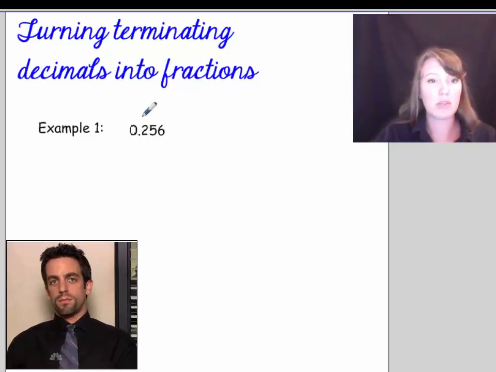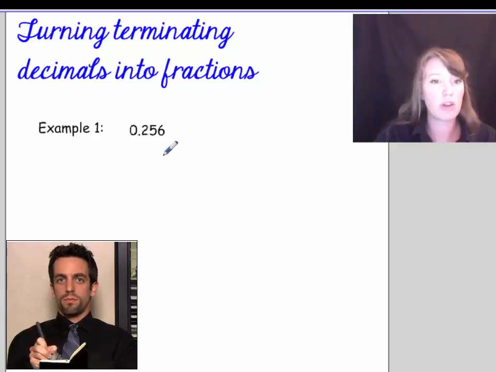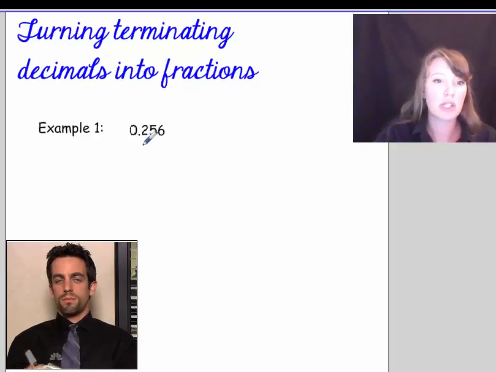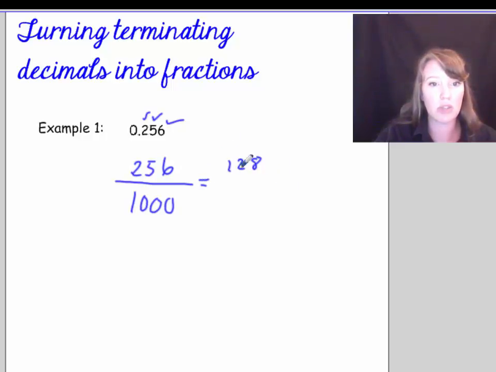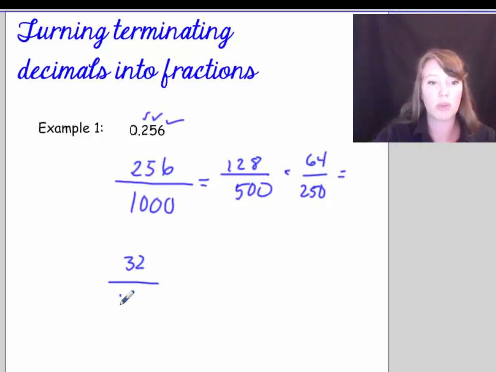Okay, so turning this into a fraction requires you to name the number. So let's go and name our place value. We have tenths, hundredths, and then thousandths. So what I'm going to do is I'm going to use 1,000 as the denominator here, and I'm going to put this number into the numerator. Now they both share a common factor of 2, so I'm going to go ahead and continue to reduce these. Okay, that's 64 over 250, which is the same thing as 32 over 125.